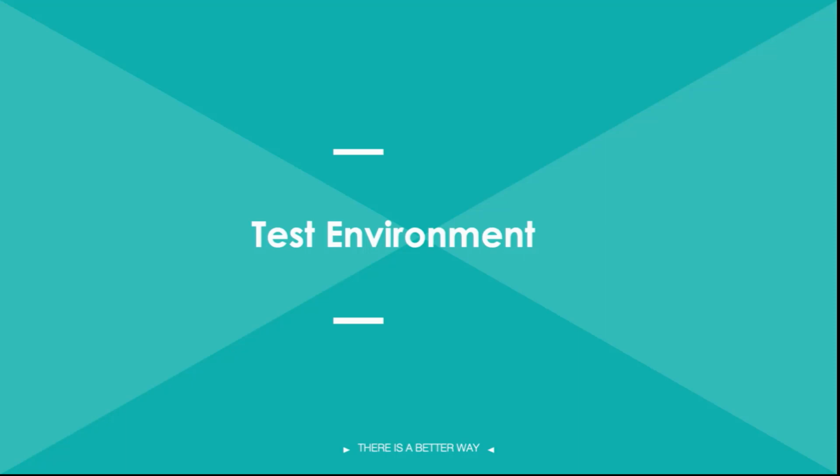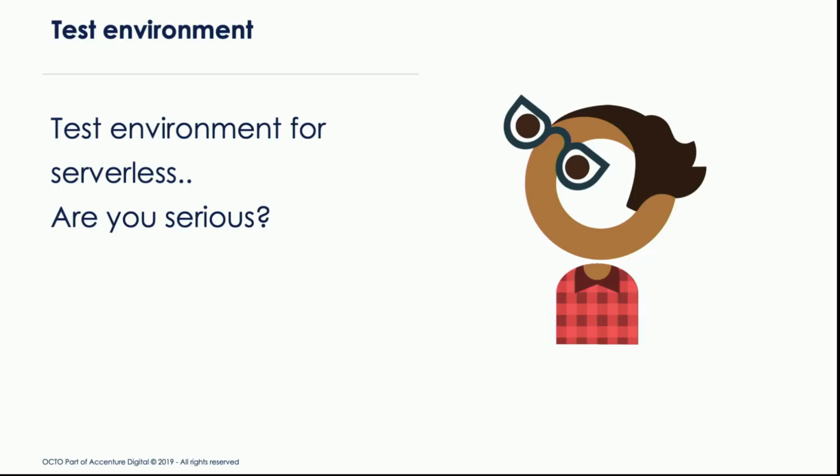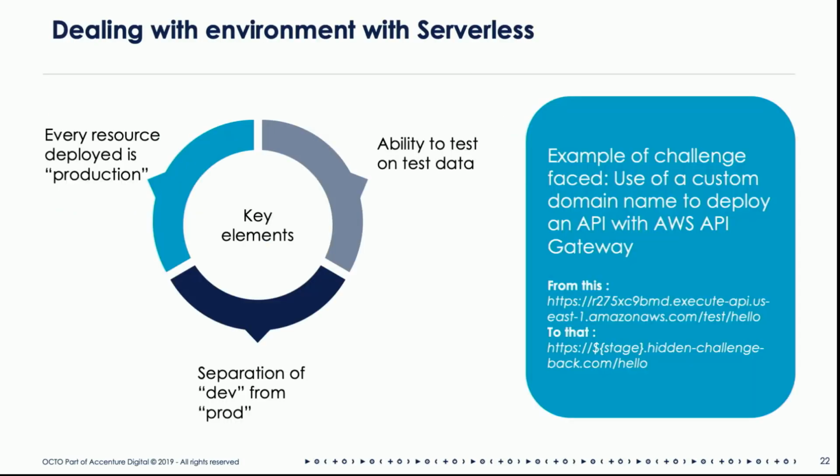So speaking about tests, you also need to have some environment to try your stuff, or a dev environment. Yes, I'm serious. One of the things that I discovered when using serverless, especially on the AWS platform, is that everything you create is production. It's deployed there. So the only way to actually separate production from development is a naming convention. And it might be trickier than it sounds to get the right one.